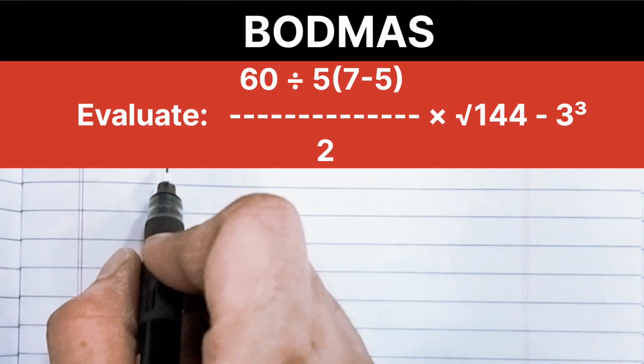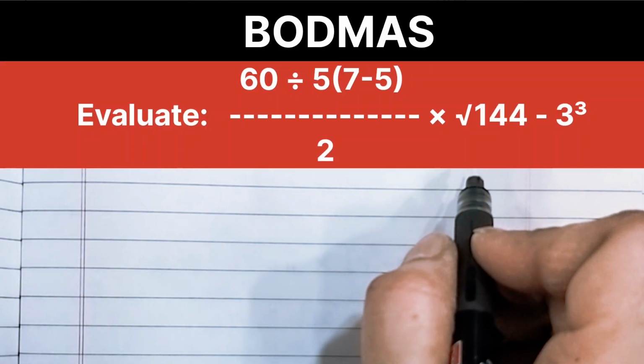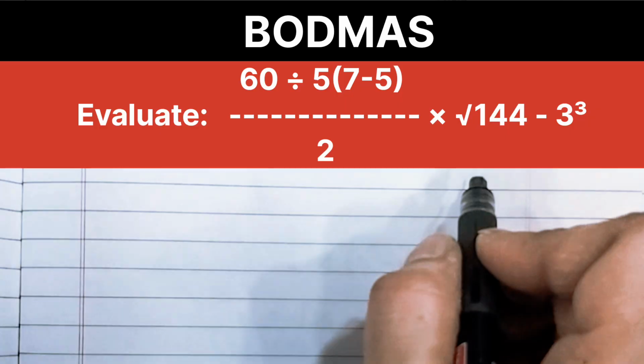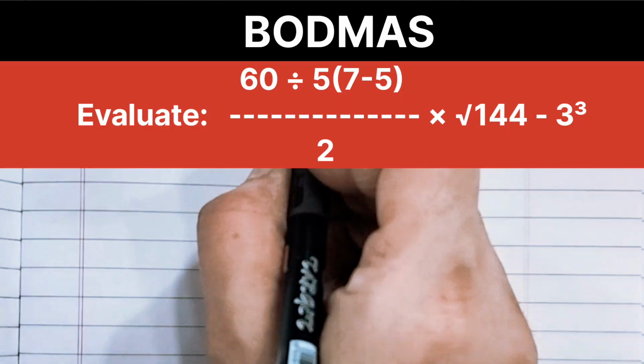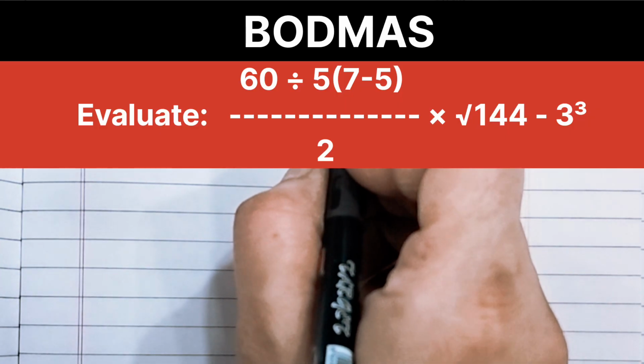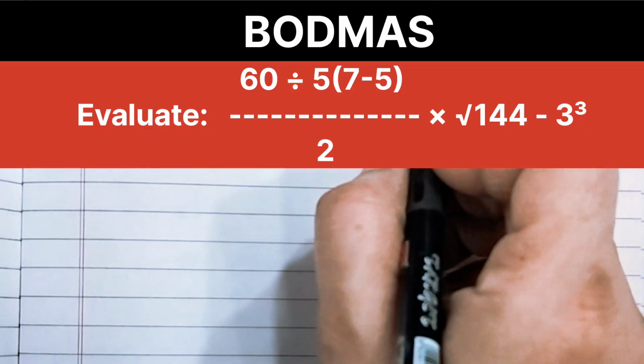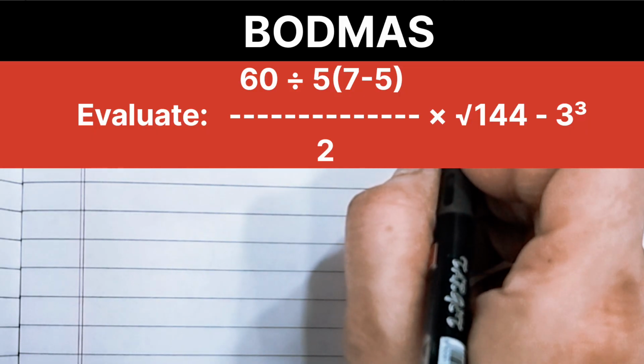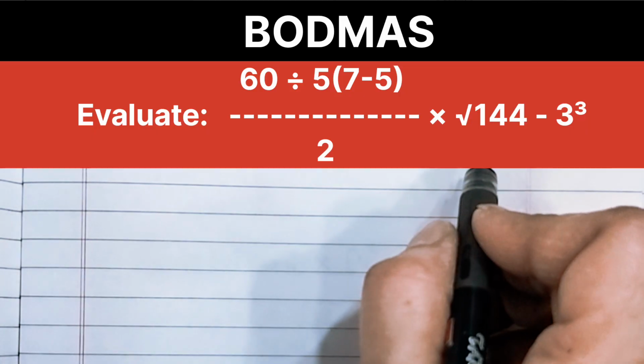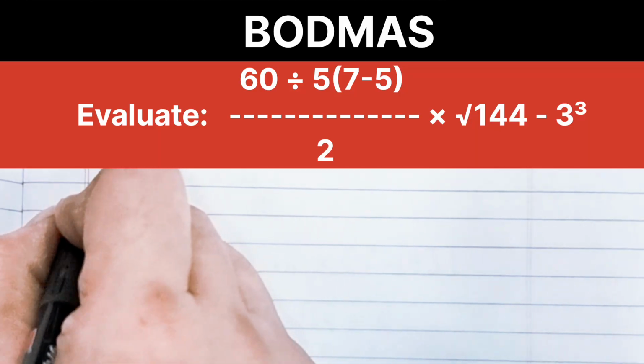Hello friends, now to solve this expression, we follow the BODMAS rule, which dictates the order of operations. B stands for brackets, O stands for orders, powers and roots, D stands for division, then multiplication, addition and subtraction. Now here is the expression, and we'll break it down with a step-by-step solution.